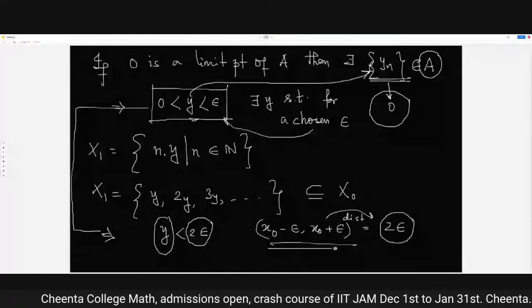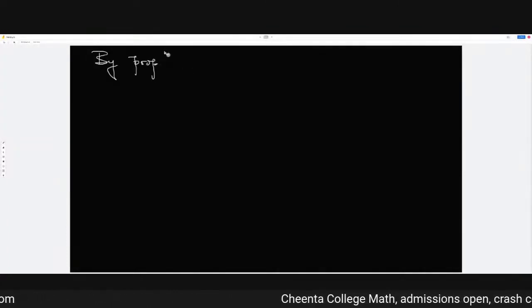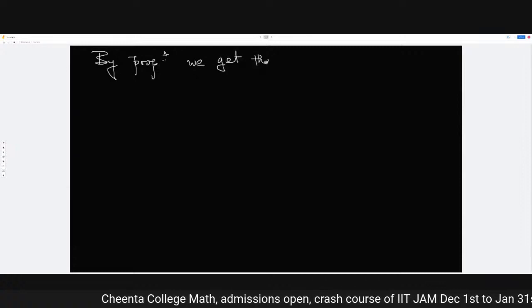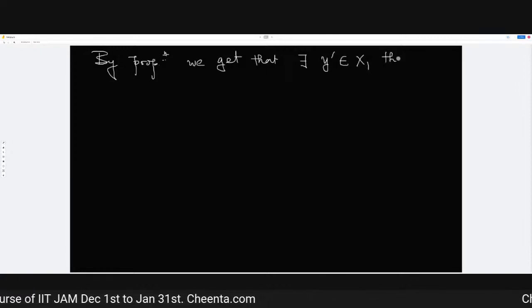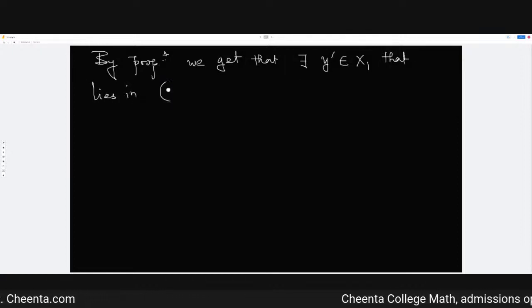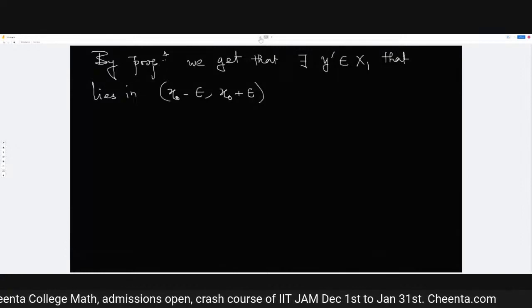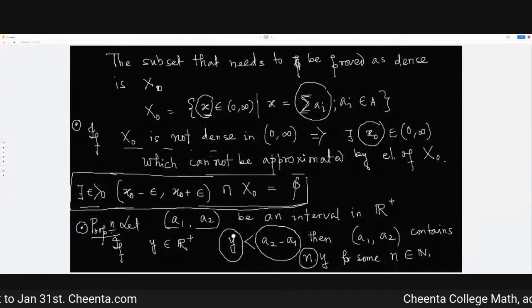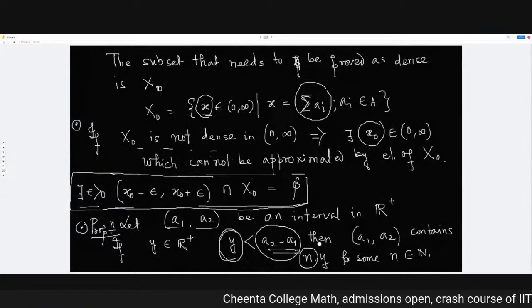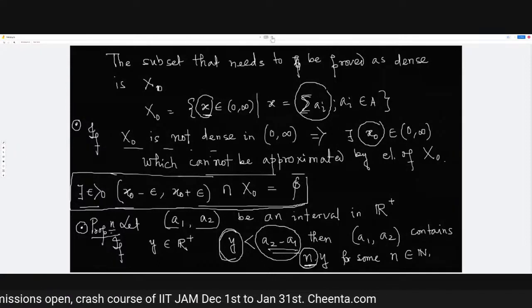So by this proposition, we get that there exists some y prime in x1 that lies in x naught minus epsilon comma x naught plus epsilon, because that is what the proposition suggests. The proposition suggests that if you have an interval in the positive section of the real line, and y is less than the distance of the interval, then for some n in the natural numbers, n into y has to lie there. So here the distance is 2 epsilon.